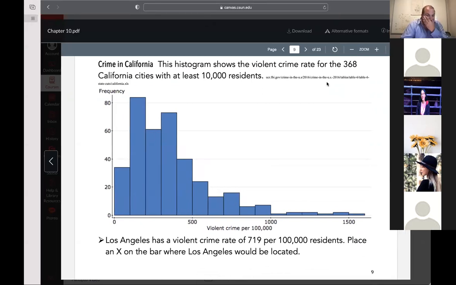Here's another example. Crime in California. The histogram shows the violent crime rates for the 368 California cities with at least 10,000 residents.